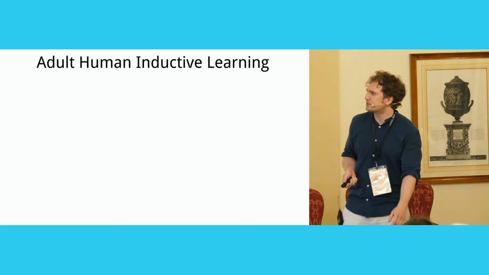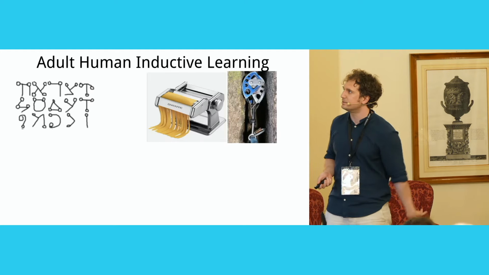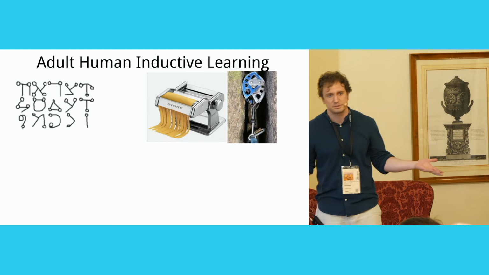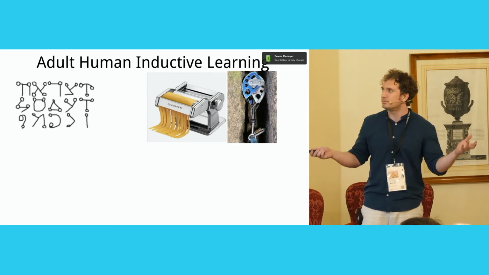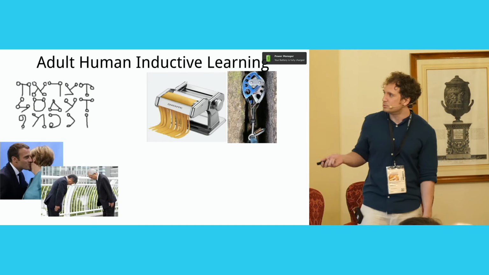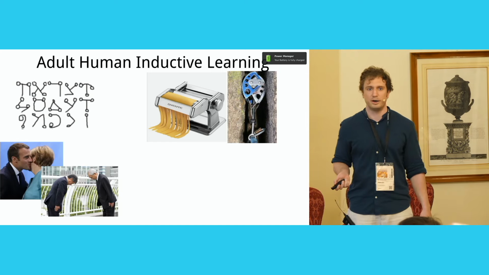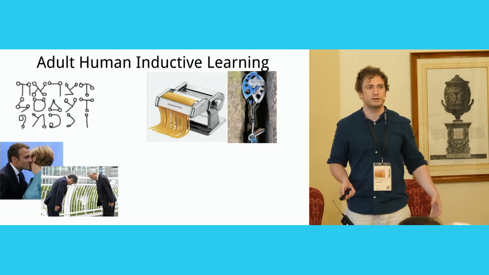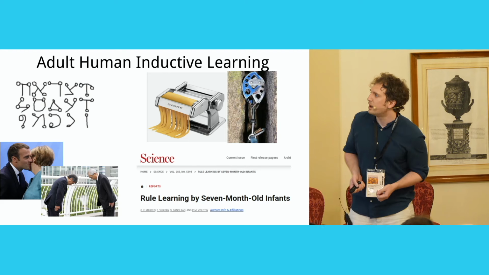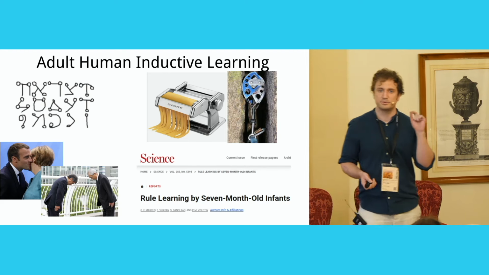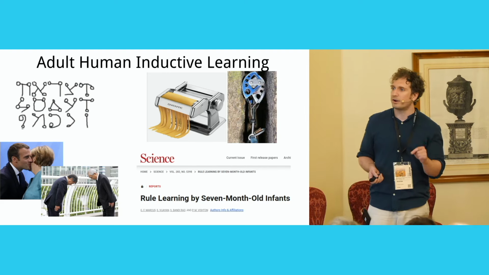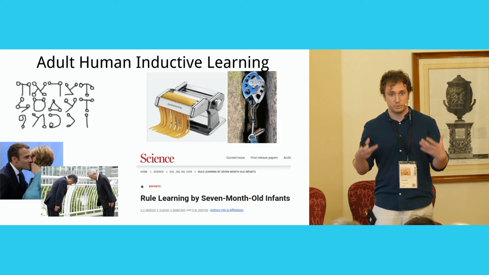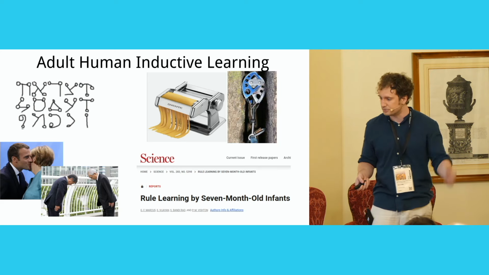So if we look at the things we can learn, it's like the style of a new alphabet. It's things like how to use new mechanical devices, like pasta makers and cams. And it's also things like new social gestures that we learn in a new environment. And these are all examples of adult learning. But if you look at what infants do, they're able to do similar things from very few examples, suggesting that the ability to acquire abstract knowledge from very few examples is just basic to human intelligence.